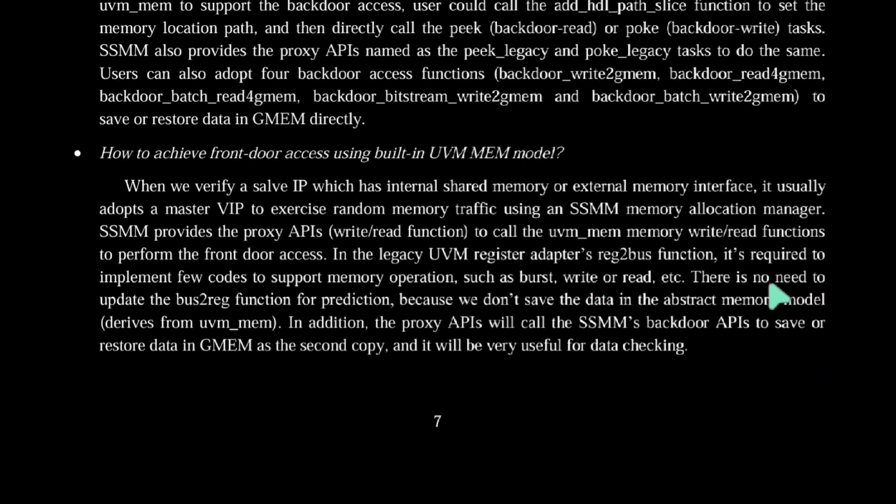There is no need to update the bus_to_reg function for prediction, because we don't save the data in the abstract memory model derived from the UVM_MEM. In addition, the proxy APIs will call the SSMM backdoor APIs to save and restore data in GMEM as a second copy. It will be very useful for data checking.